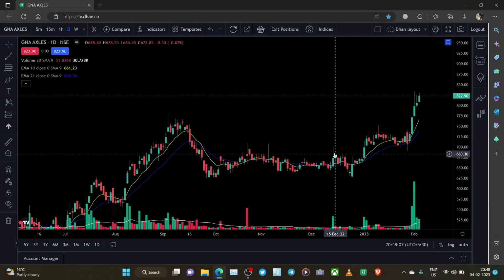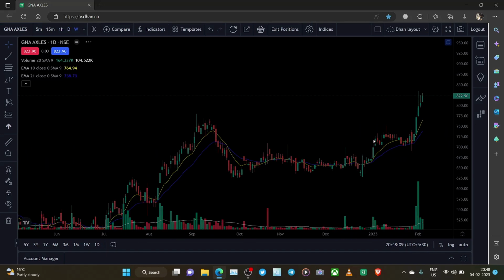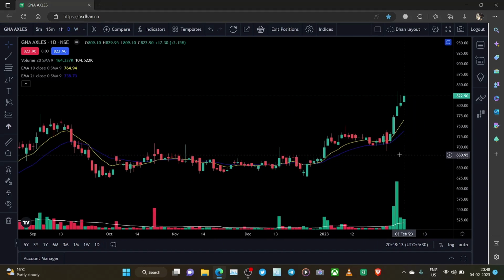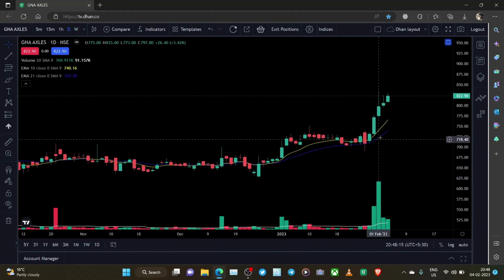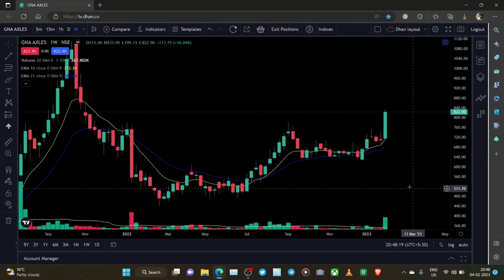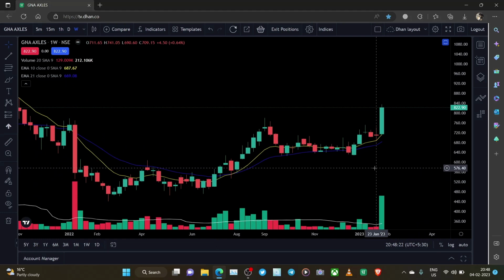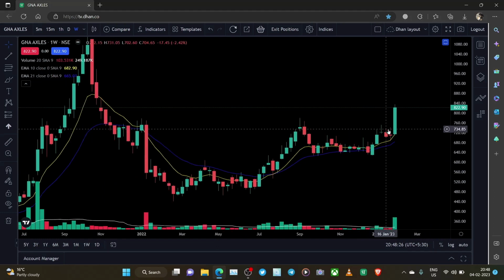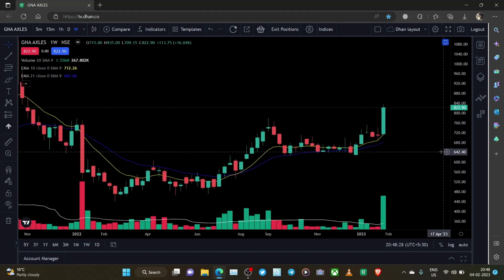What I saw here is that when I went to the daily frame, I already noticed an inside bar forming near the 10 and 21 EMA setup. Then I went to the weekly frame, and here I noticed another doji. This should also perform like the previous one, although the previous one was taken later, but the concept remains the same.